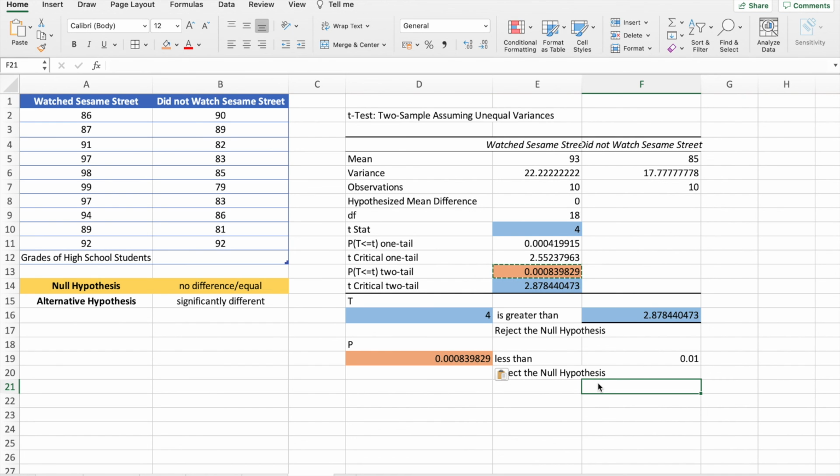Since we reject the null hypothesis, therefore, using the level of significance of 0.01, our answer will be the alternative hypothesis.